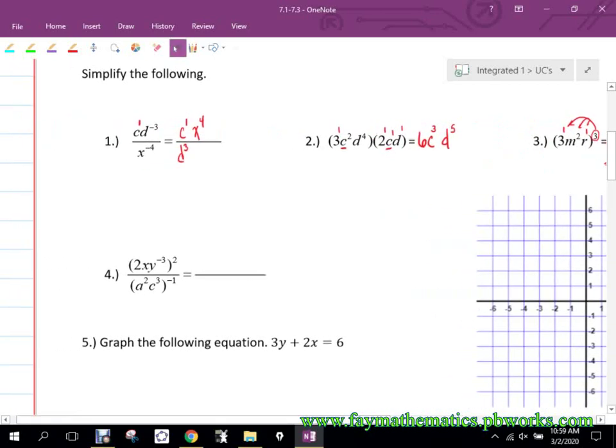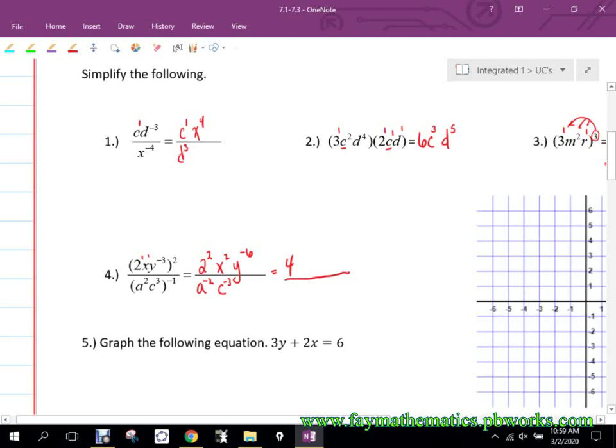All right. Number 4, same idea, but now it's using really a combination of all questions 1 through 3. I'm going to use the power to a power first. So it's going to be 2 squared, x squared, y to the negative 6th. Now on the bottom, we'll do the same thing. So it's going to be a to the negative 2, c to the negative 3. 2 squared is 4, so I'll try to rewrite that.